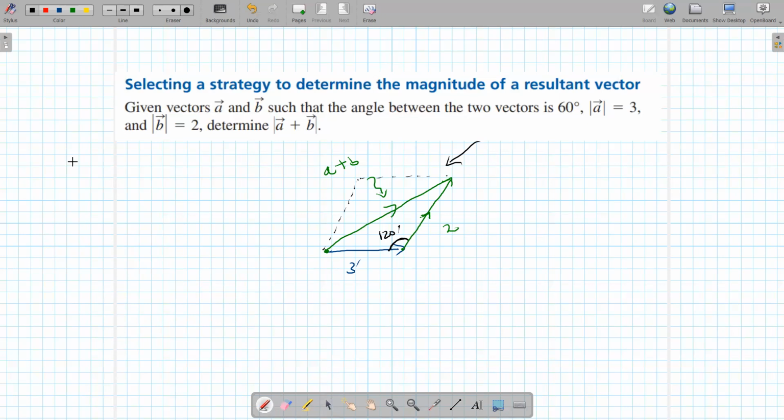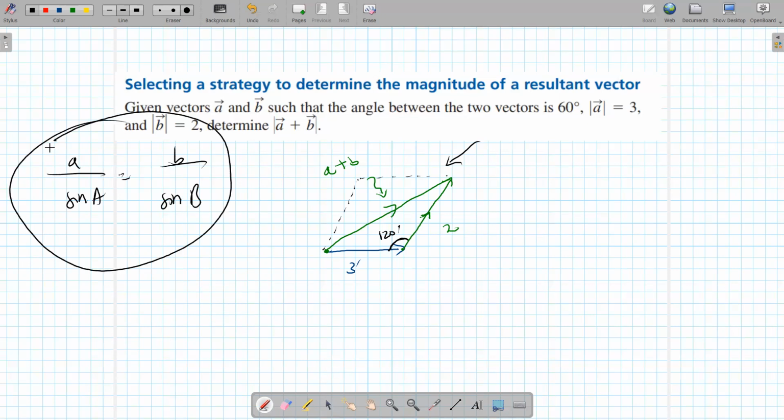This one is a cosine law question, but sine law looks something like this. A over sine A equals B over sine B. This you would use if you knew any two pairs. By pairs, I mean if you knew a side length and its opposite angle. Like over here, we don't know the side length, we know its angle. Down here, we know the side length, but we don't know its angle. Same thing here. This you'd use when you have a side length as well as its opposite angle.